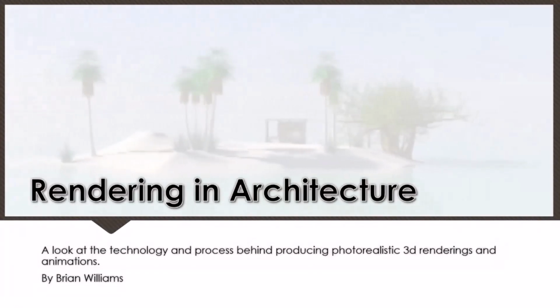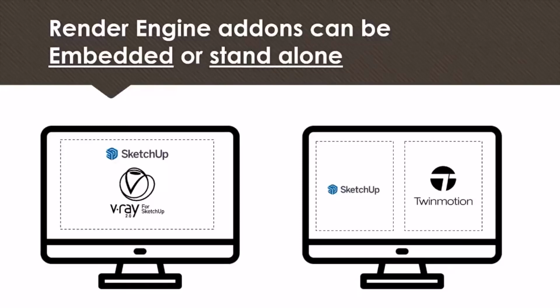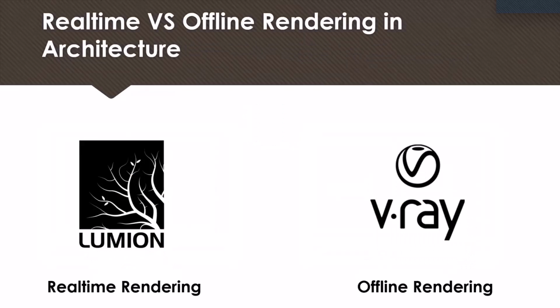Right, so last week, we looked at the theory of rendering, and we looked at the two different technologies behind rendering. Remember, we spoke about real-time and offline, and we compared two render engines, Lumion and V-Ray. Lumion is the real-time engine, and it is pretty similar to Twinmotion. So we're going to be doing this rendering tutorial with Twinmotion because it's readily available and free for students.